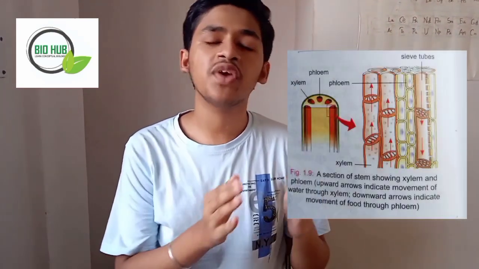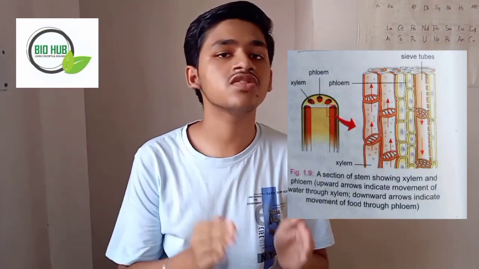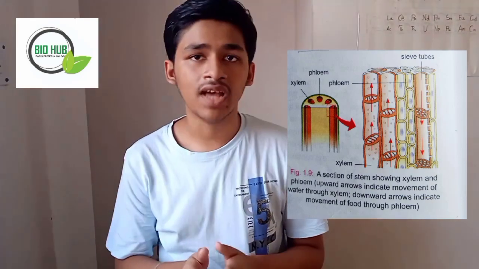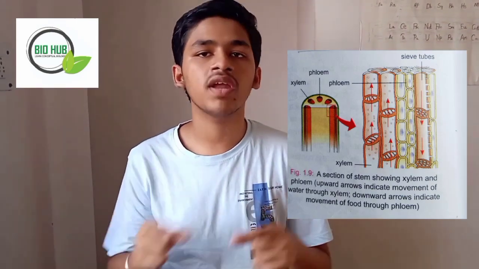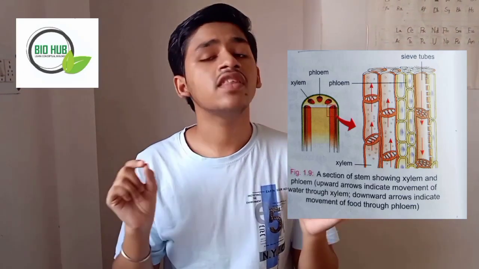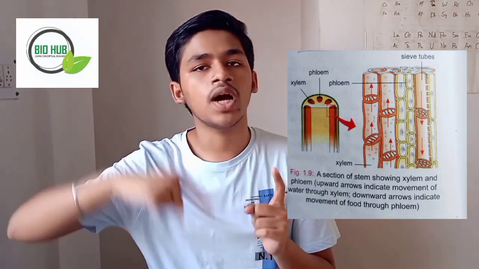And next is translocation of food. Translocation of food means that when the food is prepared, it is transported to various parts of the plant. This function is done by the phloem. The sieve tubes of the phloem are connected one after the other, and the food is transported in both directions, upward as well as downward, because the roots also need food, the leaves also need food, every part of the plant needs food, unlike the xylem, in which water moves only in the upward direction.